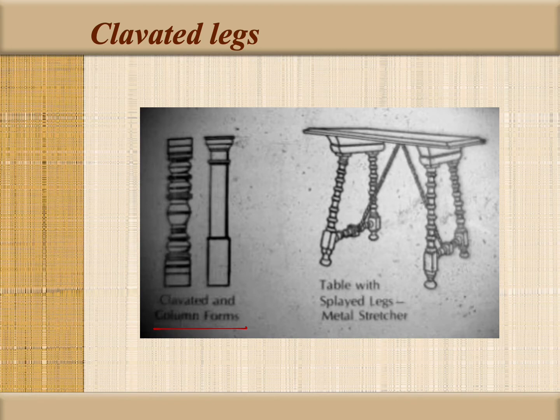You can also see the table with splayed legs, as well as that metal stretcher. So this part is the stretcher, that V in the middle. And then the reason that we're calling these splayed legs, they're not splayed in the same way that the Greek klysmos legs are, but they do lean out, so they do form a more triangular shape rather than being straight up and down.